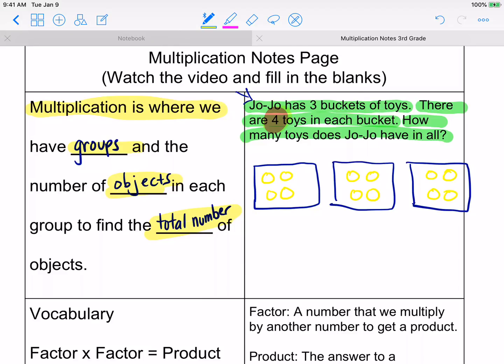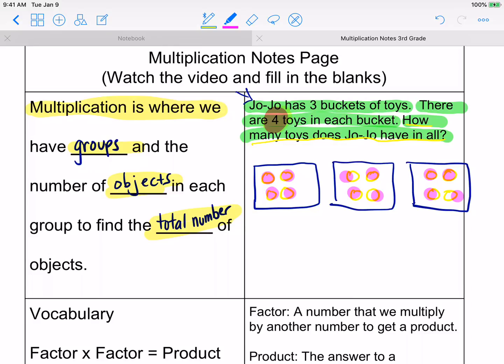Now, the question says, how many toys does JoJo have in all? So that's the total amount. Now, on small problems like this, we can count, right? We could count and we go 1, 2, 3, 4, 5, 6, 7, 8, 9, 10, 11, 12, right? We could do that. That's the goal. But when we have bigger numbers, we need a quicker strategy to get there. It's going to take a long time to count all of those items, all of those objects.